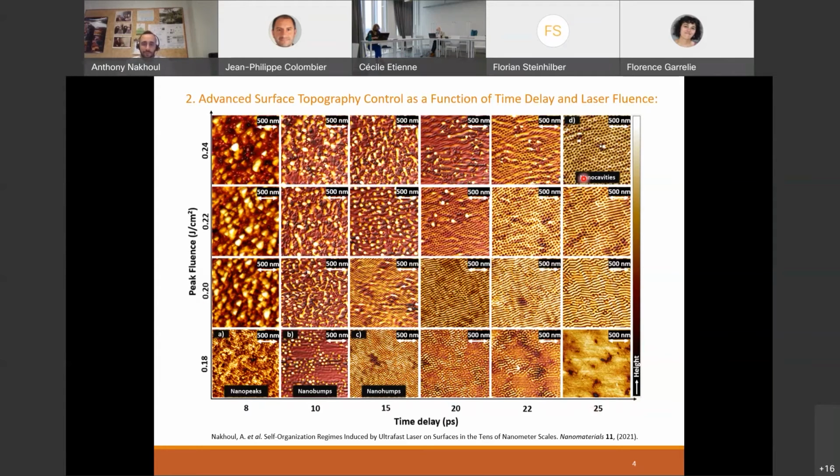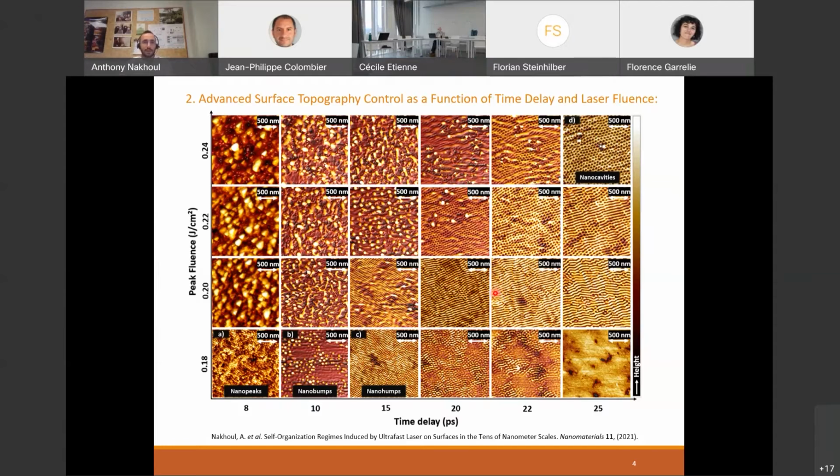If I want to talk about the other nanostructures, here at high peak fluence, 0.24 joule per centimeter square, and 25 picoseconds, we observed the nanocavities. It was also observed before with Anthony. By reducing the time delay a little bit, we can see a transition region between the chaotic structures and the nanocavities, and we can observe maybe some ripples. And in this region, at 25 picoseconds and 20 joule per centimeter square, we can observe the labyrinthine structures.